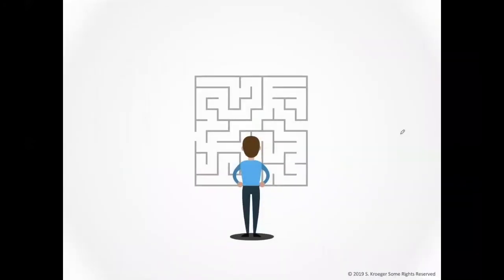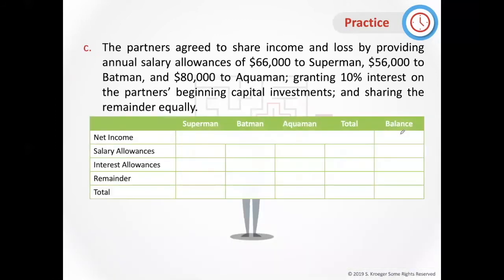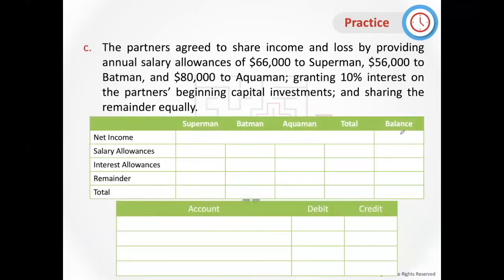Next, we have part C, which is a little bit more complicated. We have a little table to help out with this. The partners agreed to share income and loss by providing annual salary allowances of $66,000 to Superman, $56,000 to Batman, and $80,000 to Aquaman. They are also granting 10% interest on the partners' beginning capital investments and sharing the remainder equally.